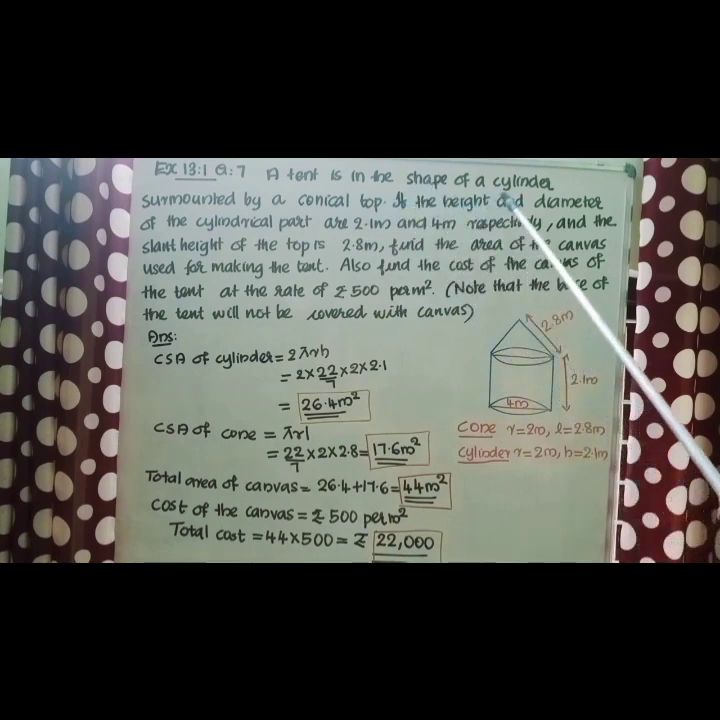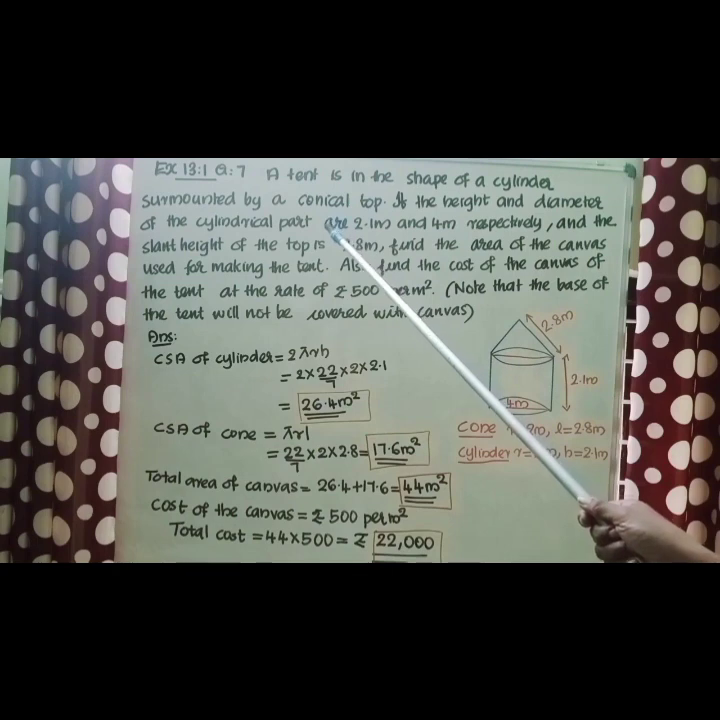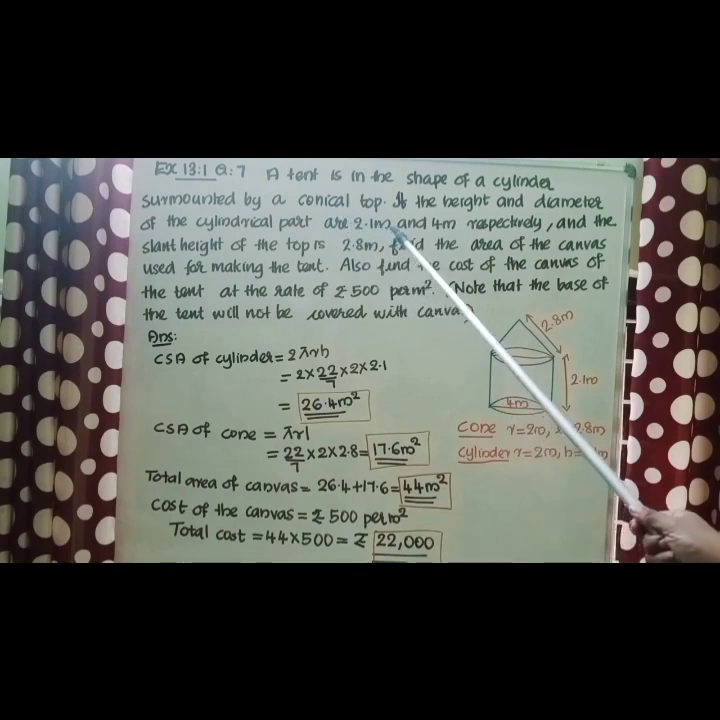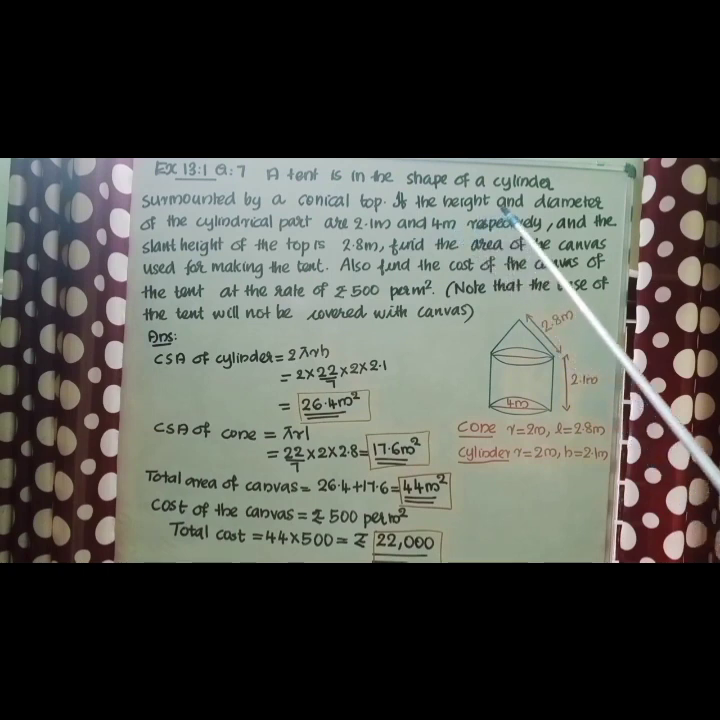A tent is in the shape of a cylinder surmounted by a conical top. If the height and the diameter of the cylindrical part are 2.1 meter and 4 meter respectively, and the slant height of the top is 2.8 meter, find the area of the canvas used for making the tent. Also find the cost of the canvas of the tent at the rate of rupees 500 per meter square. Note that the base of the tent will not be covered with canvas.